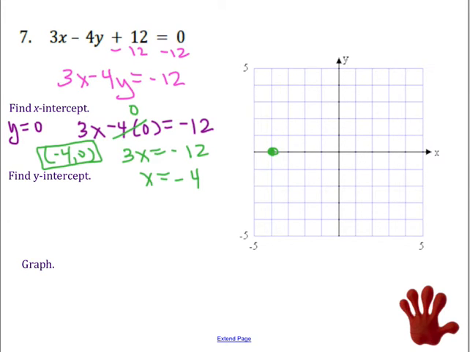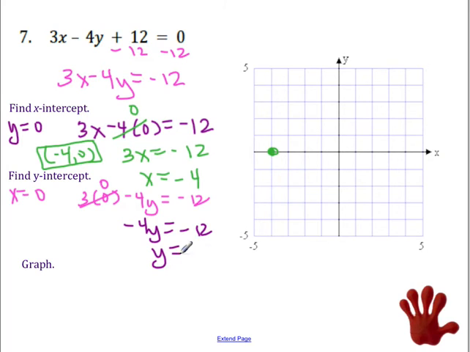Now my y-intercept, remember that is when I always let x equal 0. So I plug in 0 for x. So I have 3 times 0 minus 4y equals negative 12. That's gone, that's 0. So I have negative 4y is equal to negative 12. So I divide both sides by negative 4 and I get y is equal to 3. So I have the ordered pair when x is 0 and y is 3. So right here, 2 points is enough to draw my line. I can see it. But I want to go ahead and use another way to check.